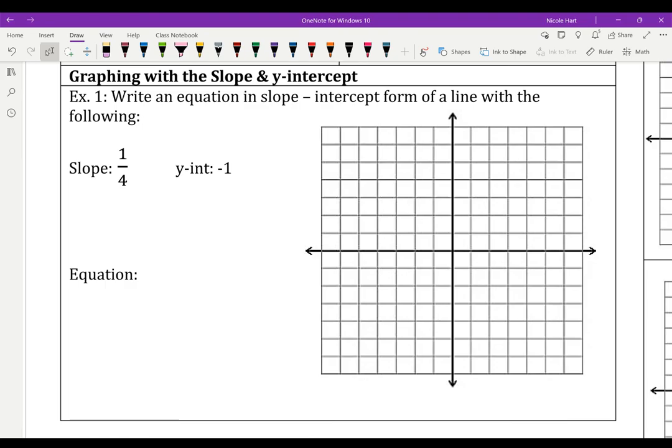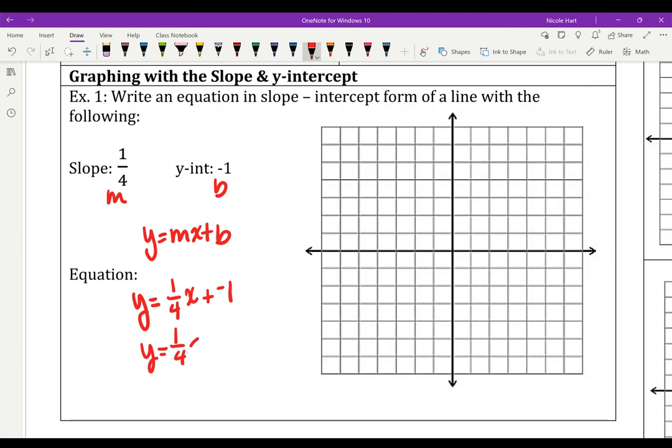Okay, so let's look at actually graphing this. First, we're going to write our equation. So we have been given our slope, which is m, and our y-intercept, which is b. Just a reminder, y equals mx plus b. We are plugging it into this format. And so our equation would say y equals m is 1 over 4, x plus a negative 1. So this can simplify to y equals 1 over 4x minus 1.